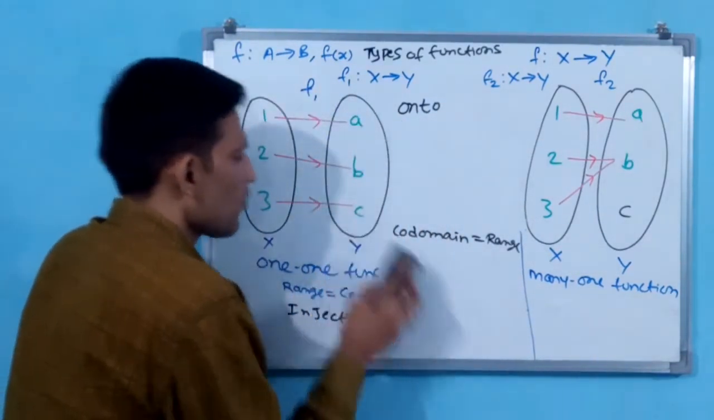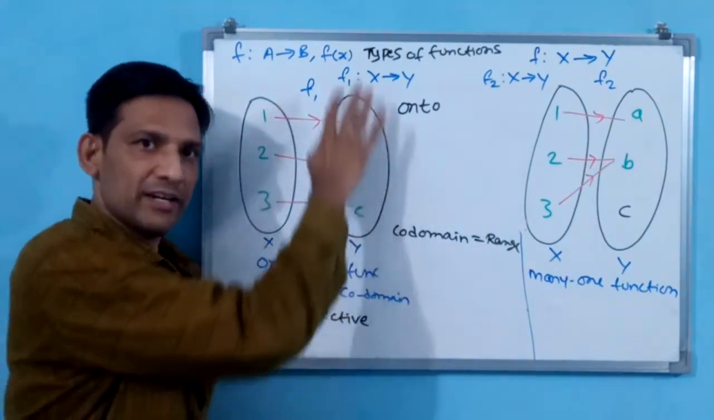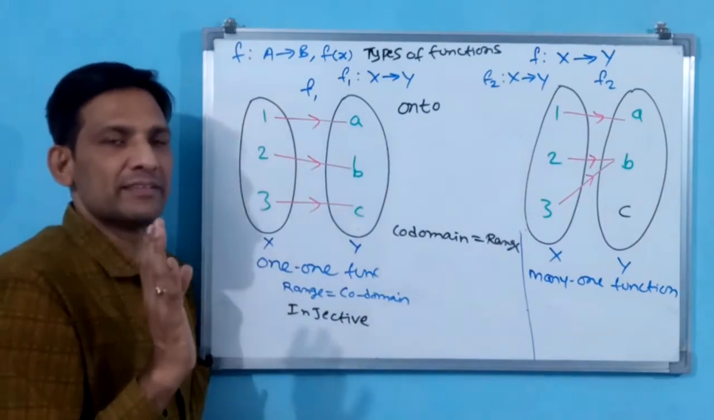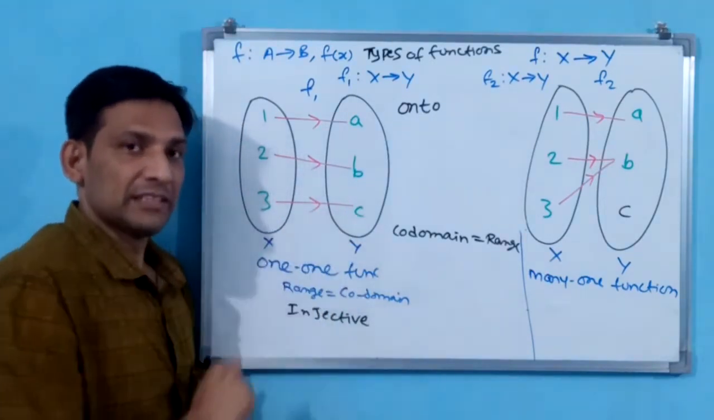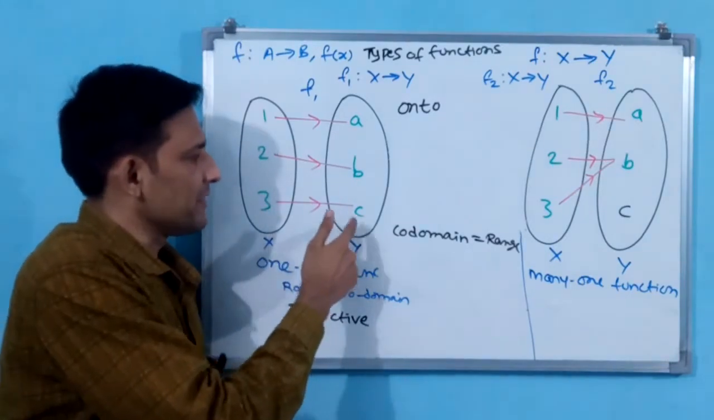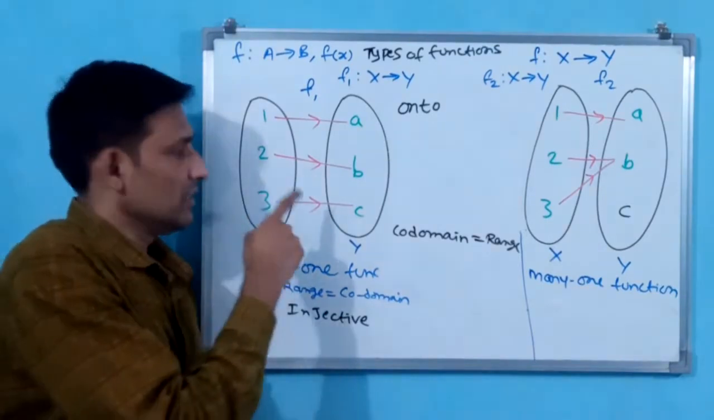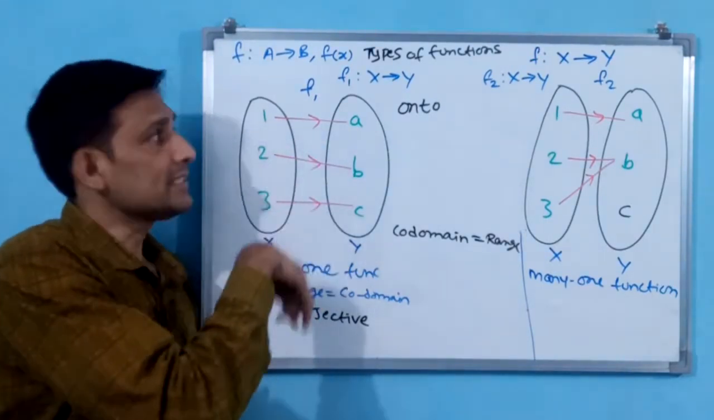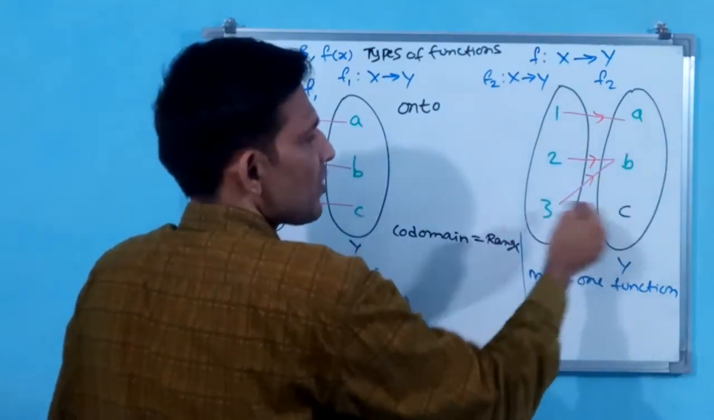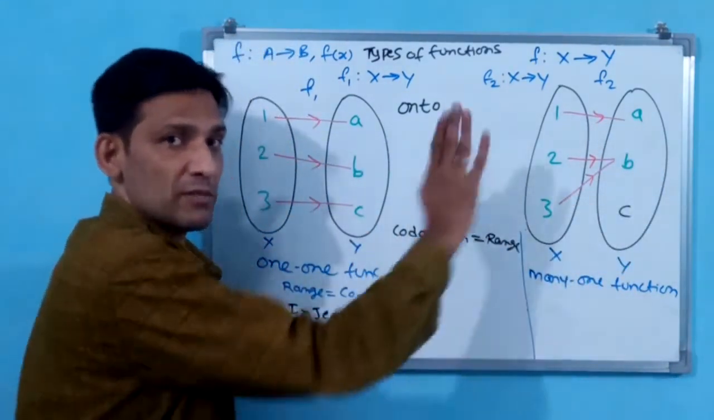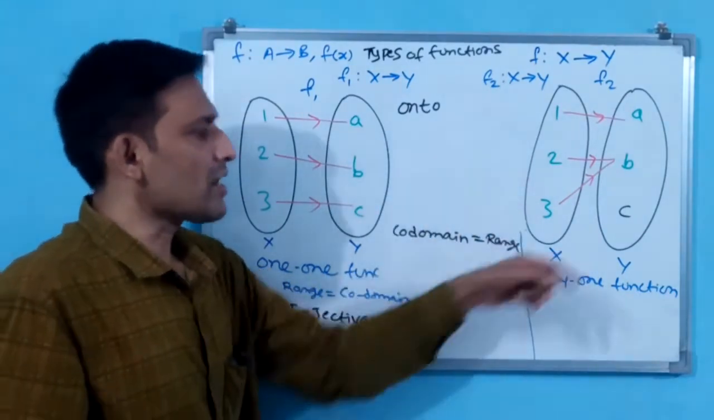if codomain equals the range, that means no element should be left in the codomain without having a relation or function. Here nothing is left. All 3 are having a relation with this side. That is why this is going to be called an onto function. Here, if you see, C is not having a relation with any element, but this is a function only. That is why this is going to be called not onto.